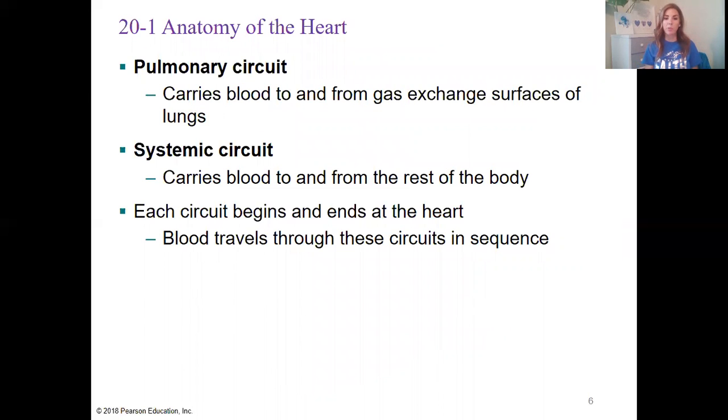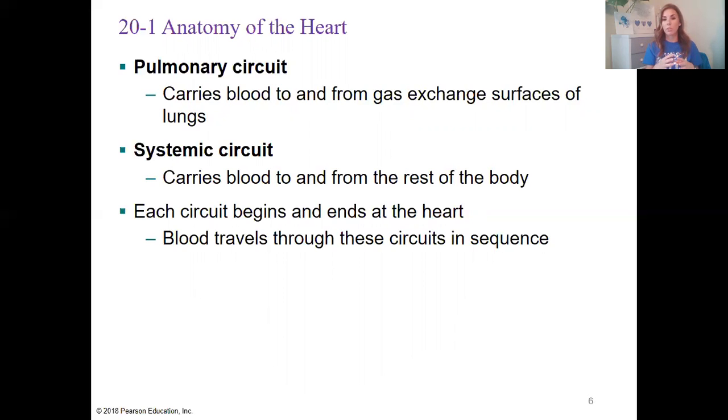When we're talking about the pulmonary circuit, we're going to be talking about how this circuit is the one that will carry blood to and from the gas exchange surfaces of the lungs. So obviously pulmonary, think about lungs, pulmonic structures. Systemic, the whole rest of the body. So everything that is going to and from the rest of the body is going to be our systemic circuit. Each circuit will begin and end at the heart, and the blood will travel through these circuits in sequence. Everything is very systematic and it is set up incredibly precisely.